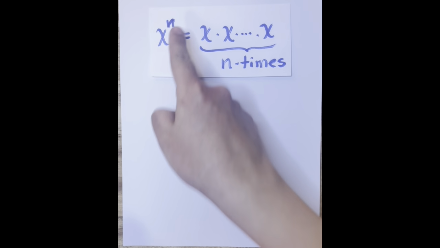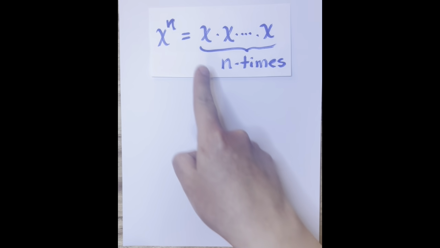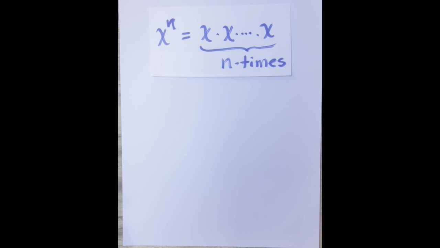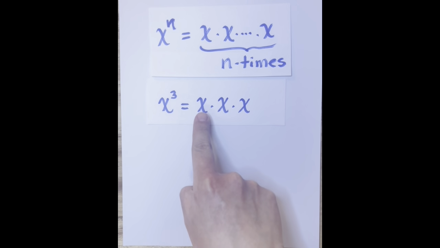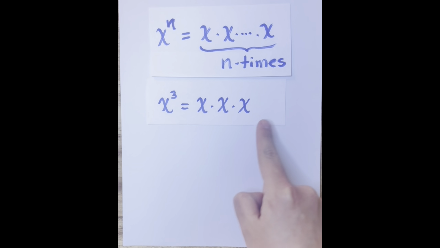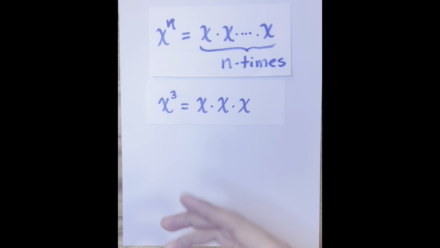So what is exponentiation? So x to the n means multiplying x by itself n times. To give an example, if the exponent is 3, x to the 3 will be x times x times x, because I'm multiplying x by itself 3 times. Now x to the 3 is also called x cubed.